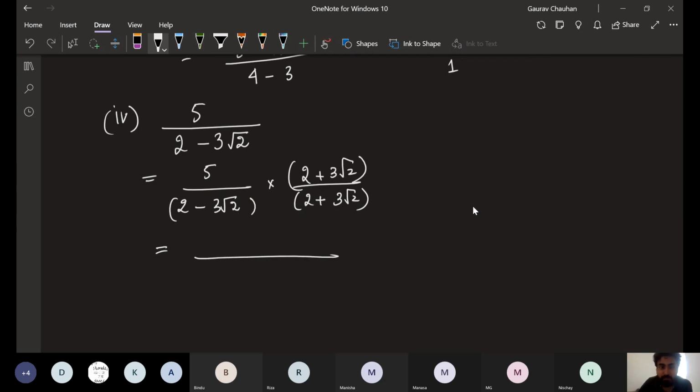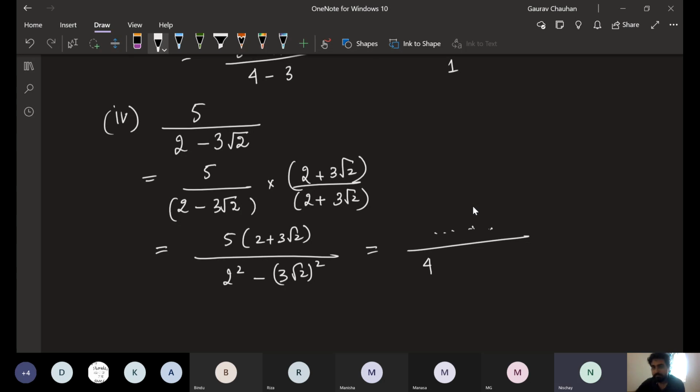So same thing, what comes in the denominator, can you clarify that for us, Nishchay? What will the denominator change to? Sir, in denominator it will be 2 whole square minus 3 root 2 whole square. Minus 3 root 2 whole square. Perfect. Can you continue solving the denominator for us? Sir, it will be 4 minus 6 into 2. 12. 3 square is how much, Nishchay? 9, sir, 9 into 2. 9 into 2.